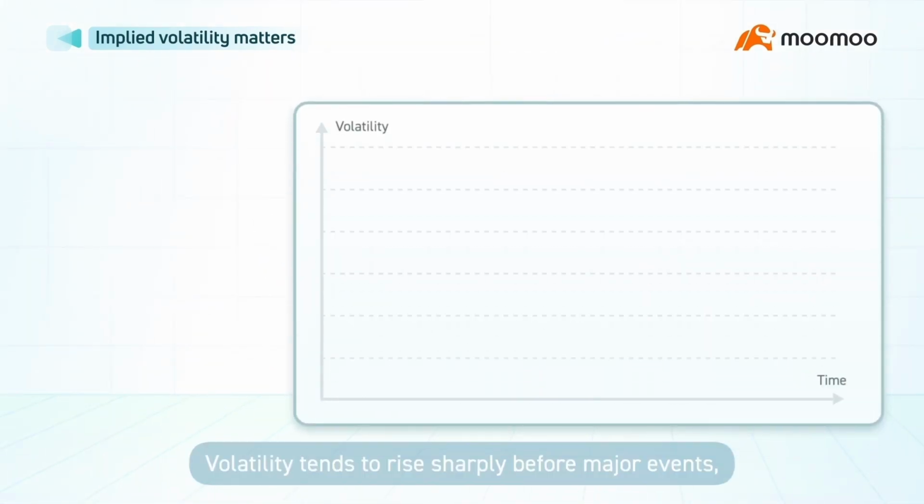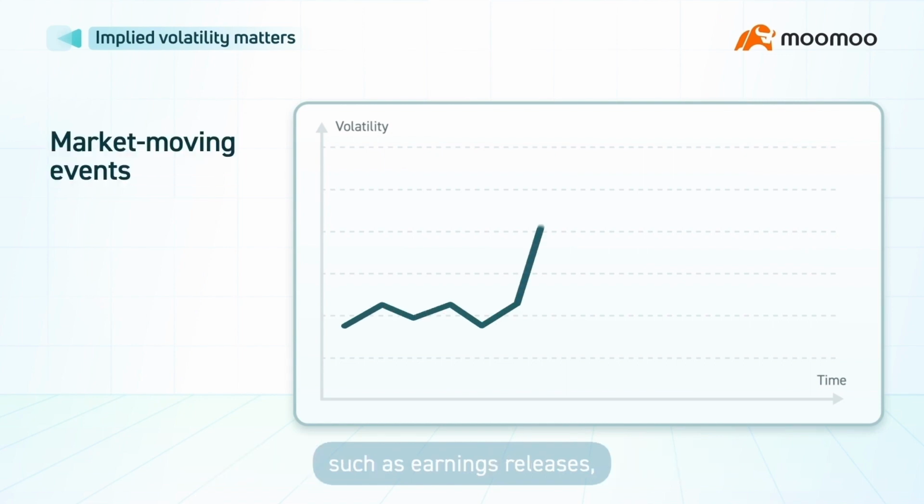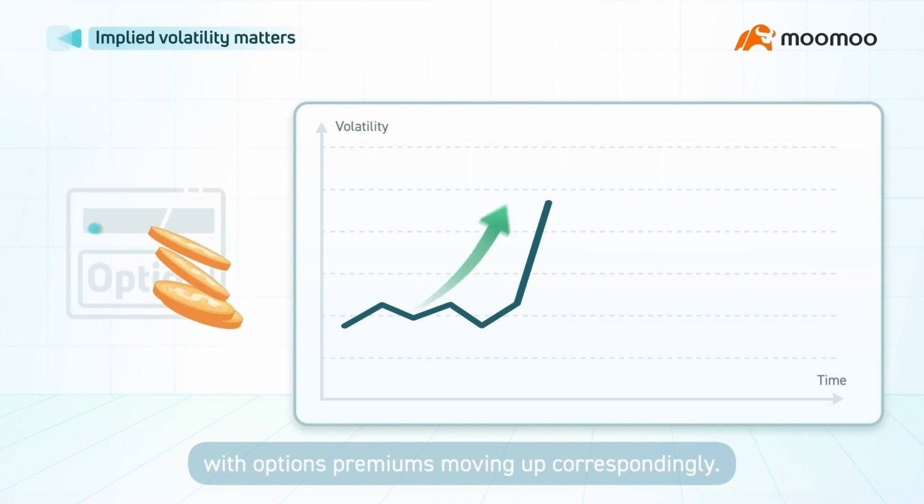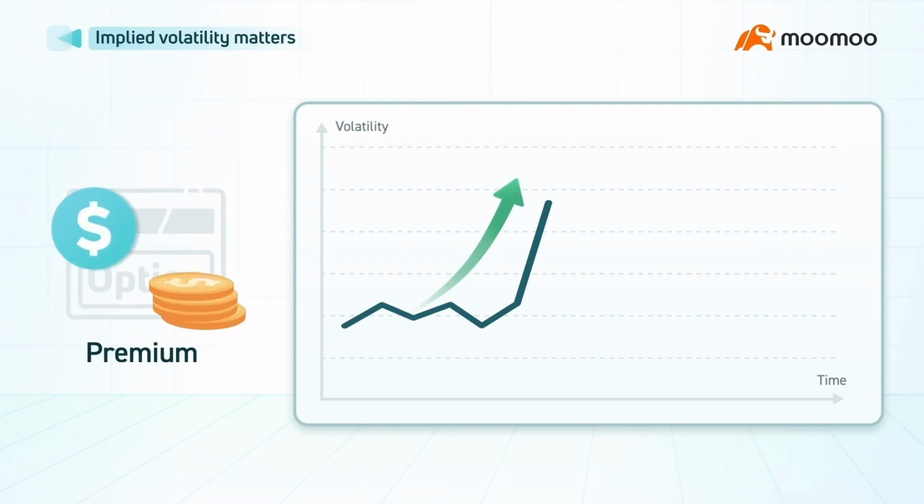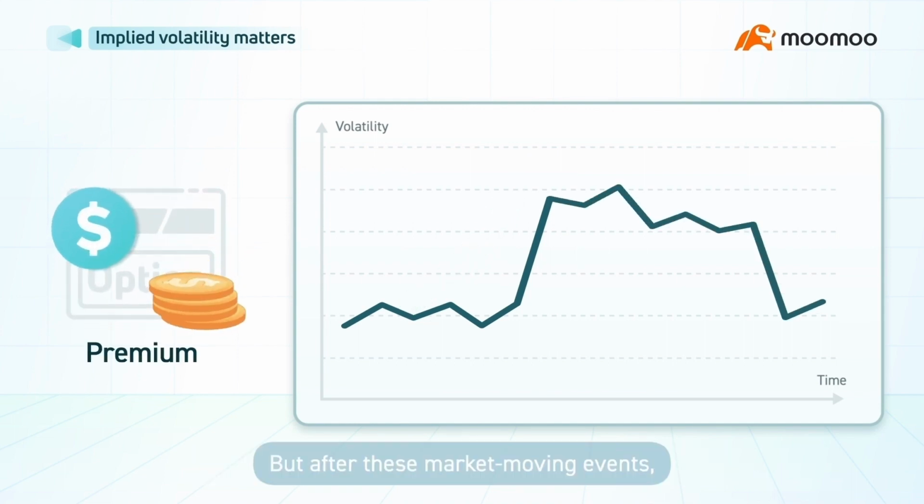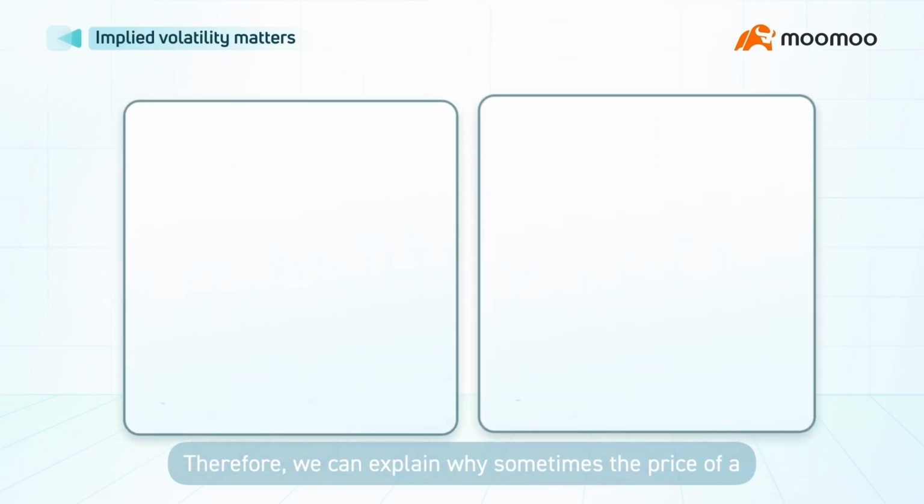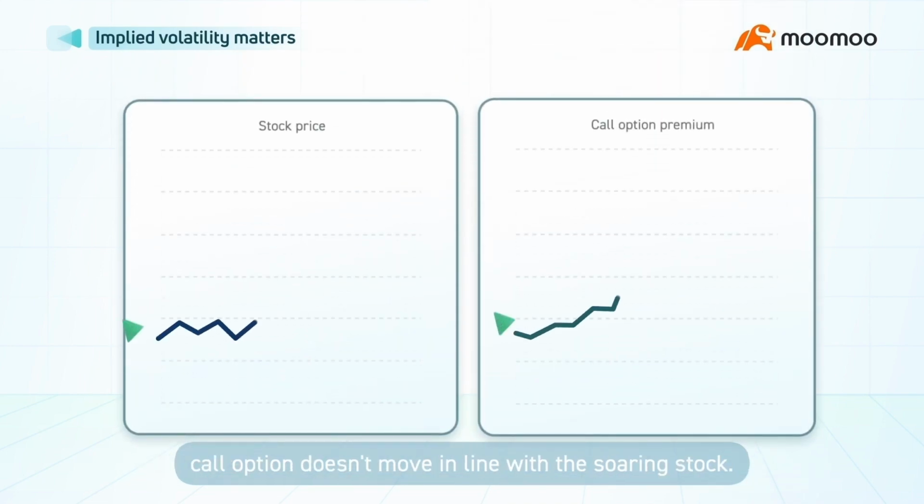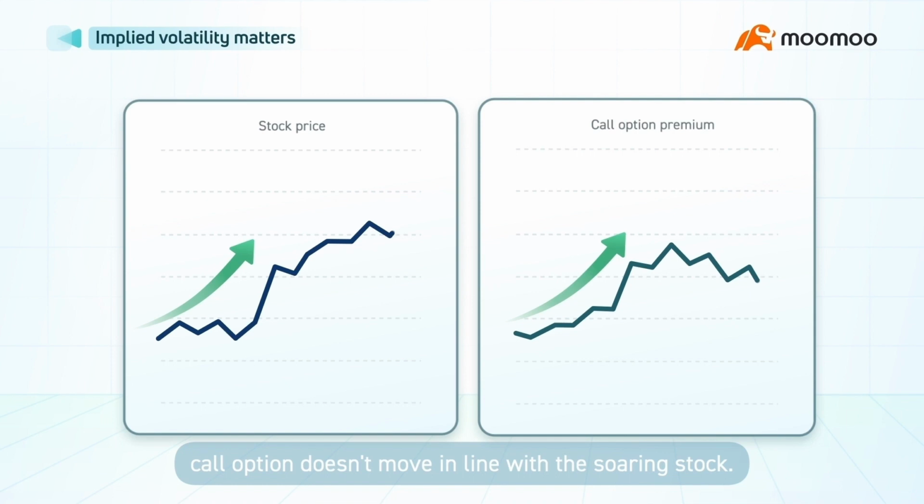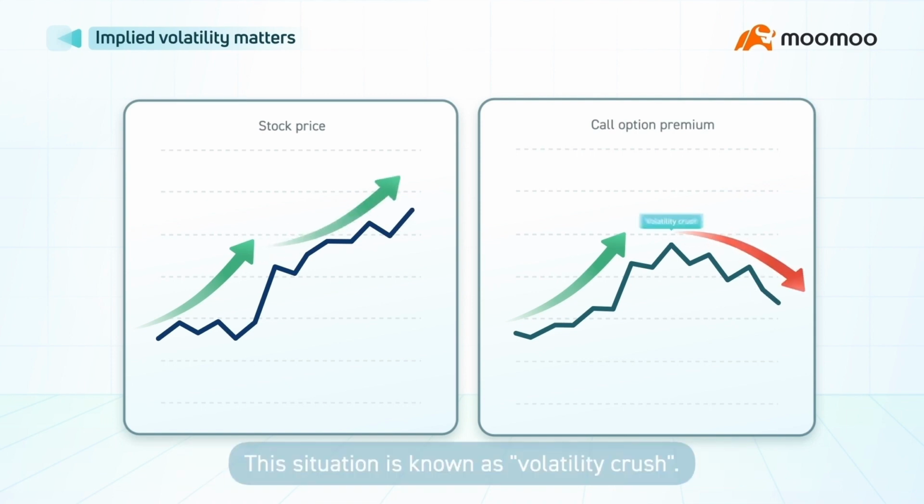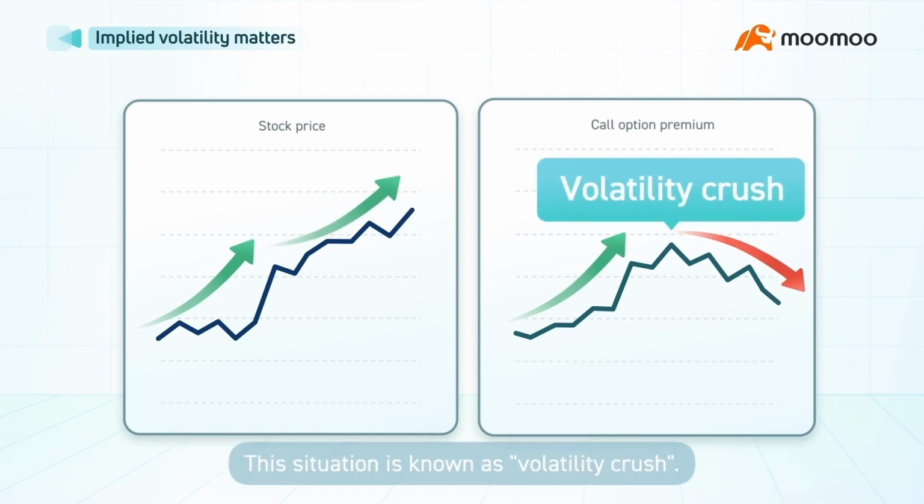Volatility tends to rise sharply before major events, such as earnings releases and the FOMC meetings, with options premiums moving up correspondingly. But after these market-moving events, volatility generally falls back quickly, driving down premiums. Therefore, we can explain why sometimes the prices of a call option doesn't move in line with the soaring stock. This situation is known as volatility crush.